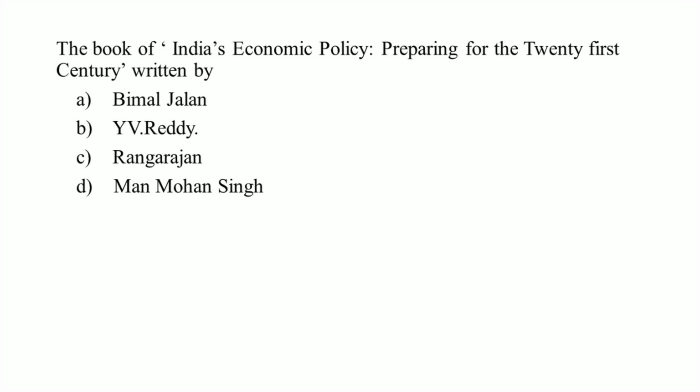Next one, the book India's Economic Policy: Preparing for the 21st Century was written by option A, Bimal Jalan, option B, Y.V. Reddy, option C, Rangarajan and option D, Manmohan Singh. Right answer, option A, Bimal Jalan. So Bimal Jalan is a former governor of the Reserve Bank of India and was a nominated member of the Upper House of India's Parliament during 2003 to 2009.